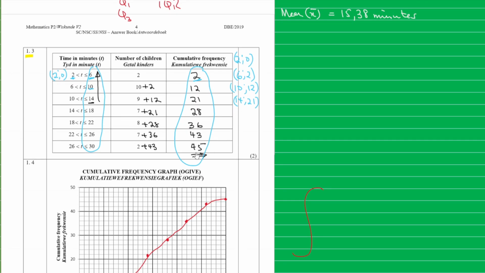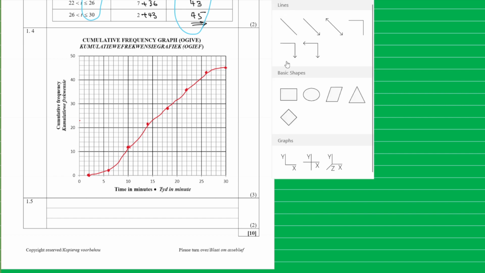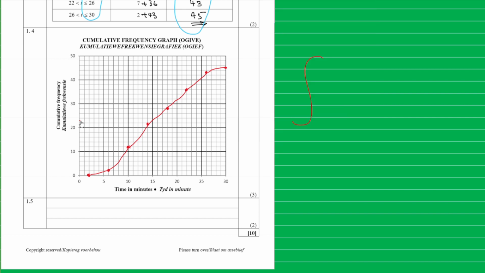In other words, you take half of 45 students, okay, that is 22.5. So go to 22, almost 23. So 22.5 there, and then draw a line. Let me just insert a line there so that at least it's neater. So from there, I'll have a line that touches the graph.